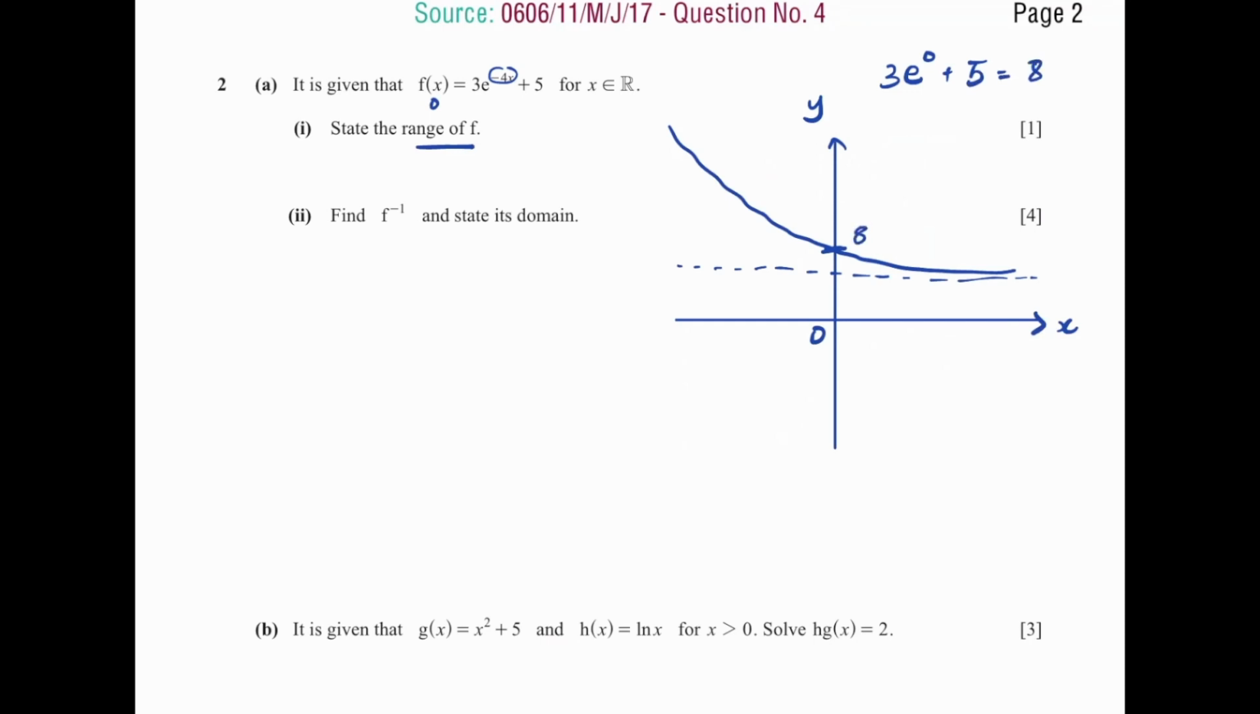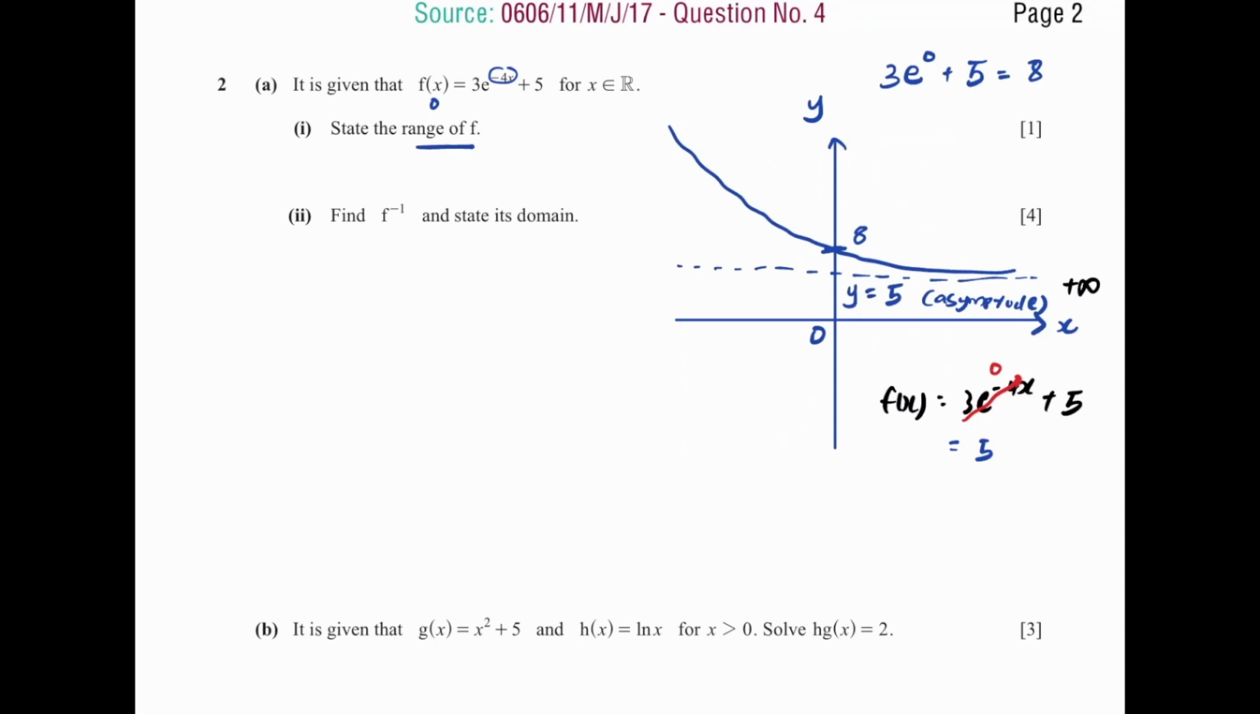Then how about the asymptote? As x goes very far to infinity, you will realize that the exponential term will be 0, leaving only 5 at the end. So the asymptote line is actually y equals 5. We call it the asymptote. So what is the range of f in this case?